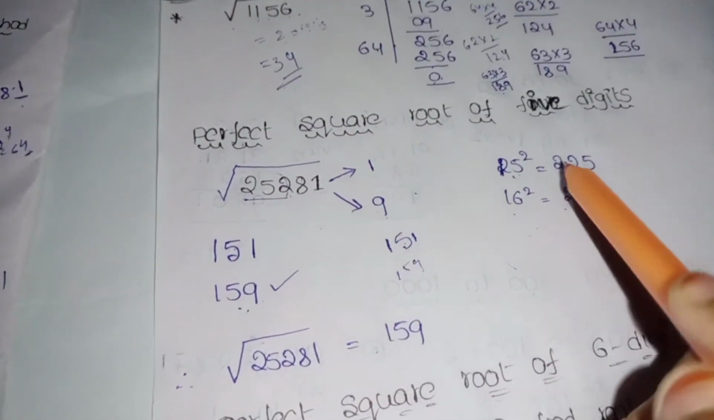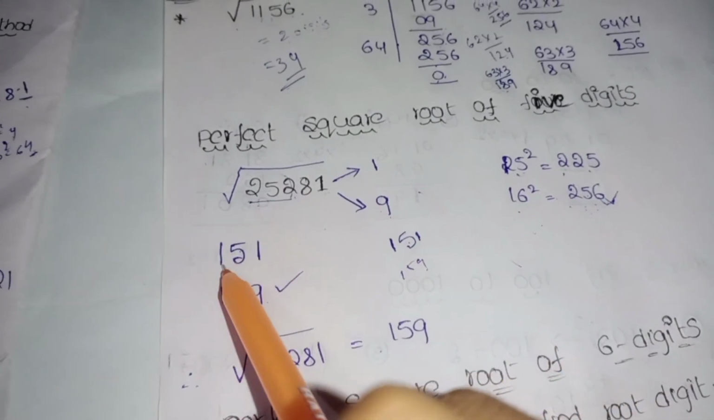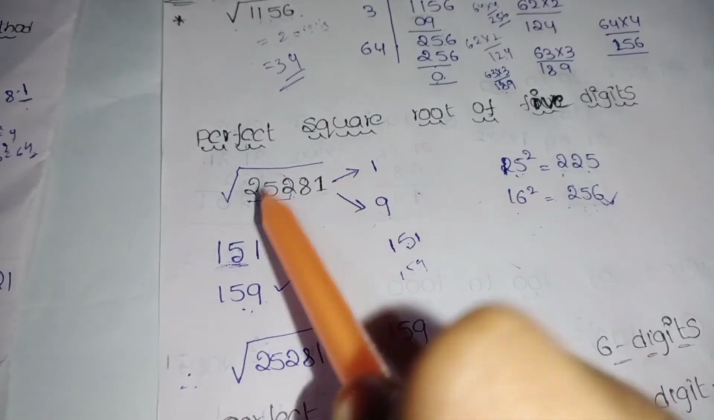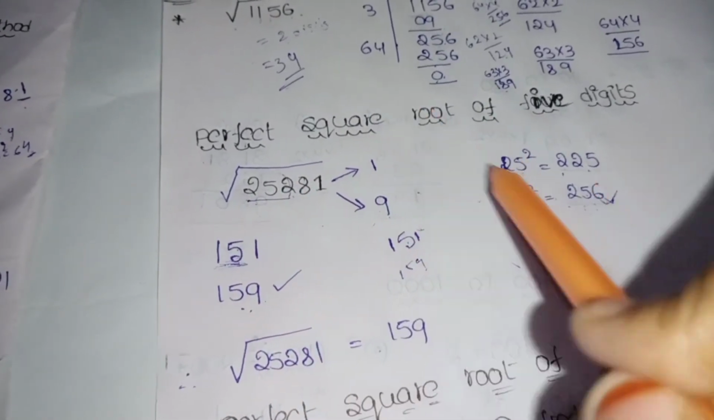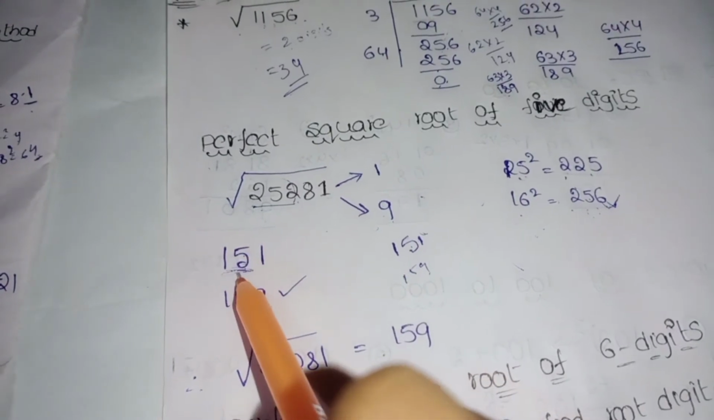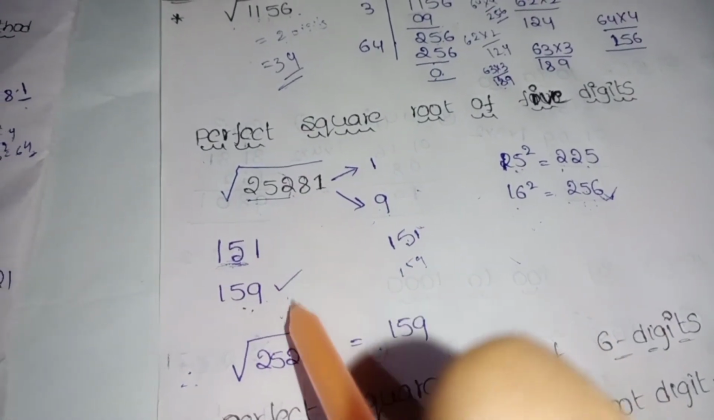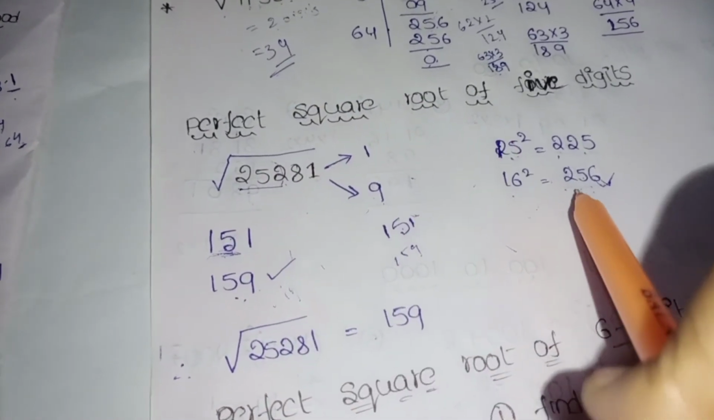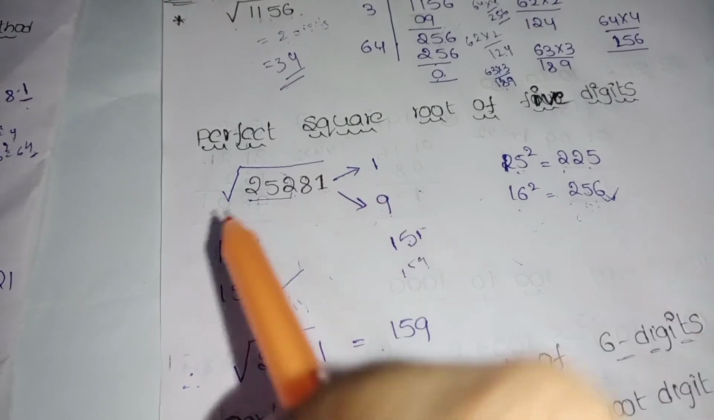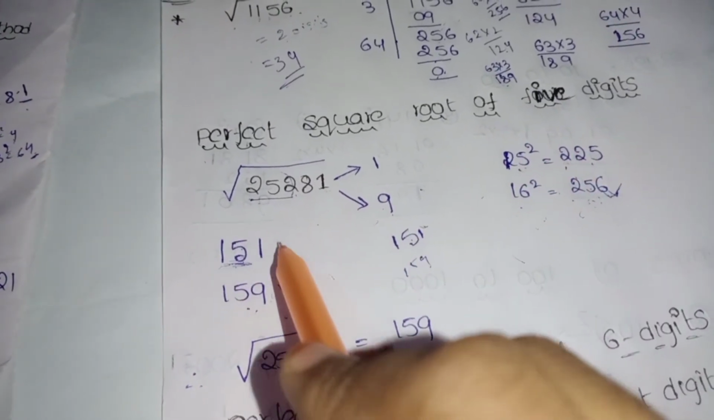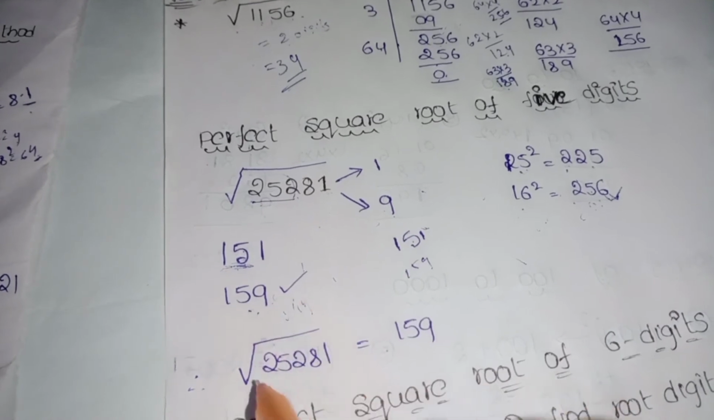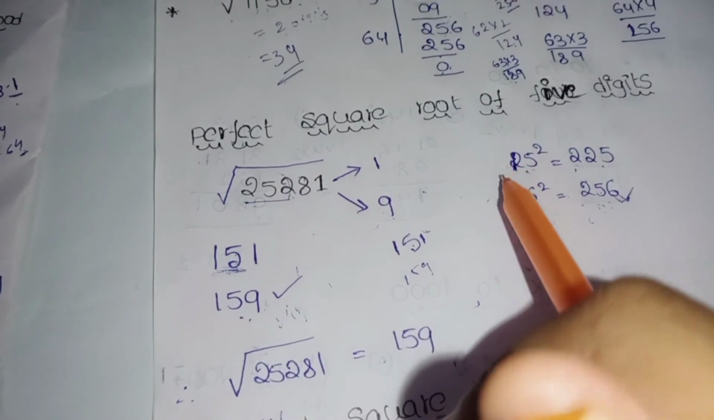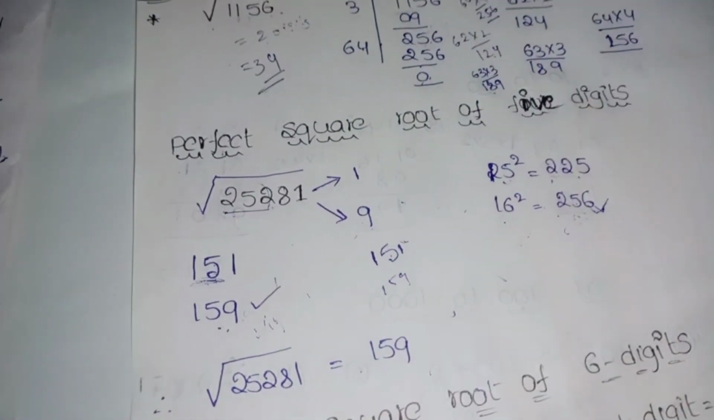And for having these two values 151 and 159, we have to see which is less than this value. That value we must take. For selecting from these two, we have to see which is near to 252. Here 256 is near to 252. That's why I am taking the below number. What is the below number? 159. So the answer is 159. This is the trick to find the perfect square root of 5 digits.